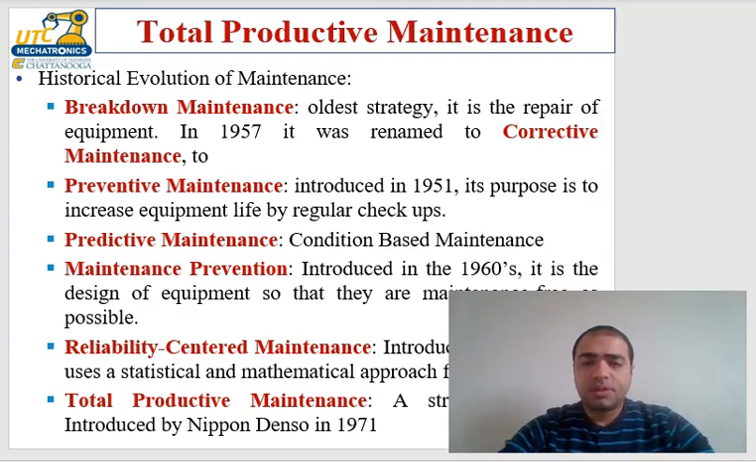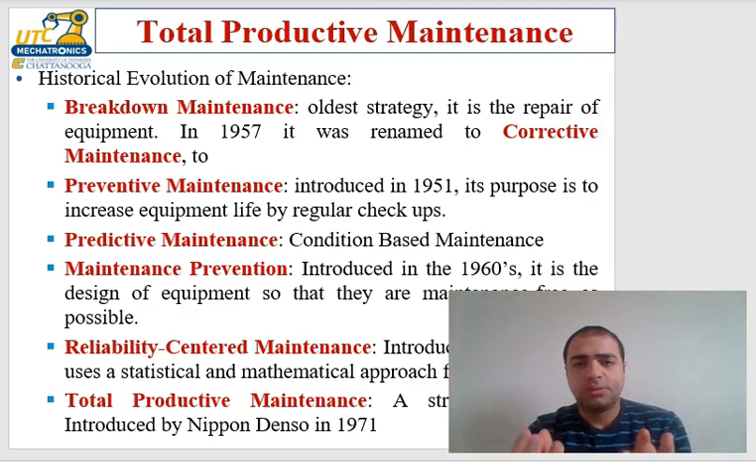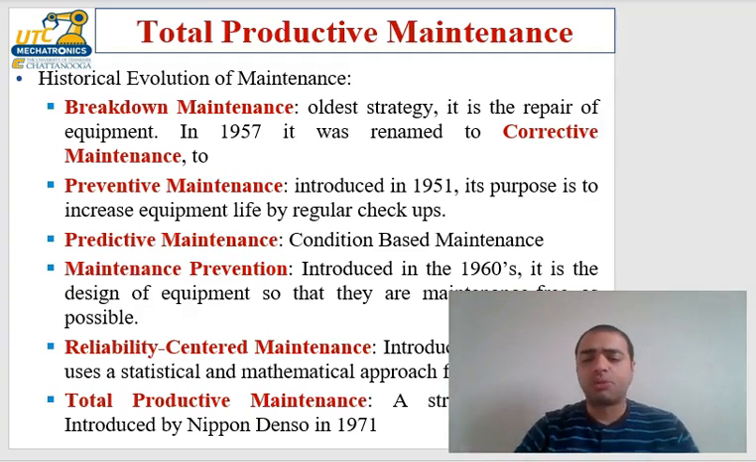Total productive maintenance basically is an integration of several things, and it includes the whole plant or the whole corporate. All the persons are involved in the maintenance, from the top management to the operators. This is basically a structural strategy introduced by Nippon Denso in 1971. Denso is actually a supplier for Toyota. It basically manufactures car parts for Toyota. So the Toyota production system is the one that initiated a lot of what we are going to see in this presentation.